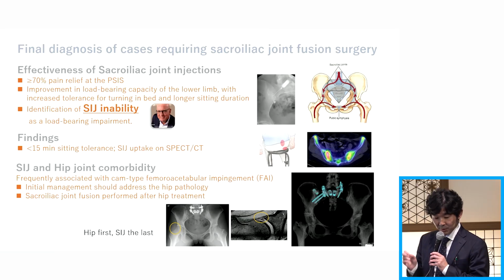That is an important thing that I learned from Dr. Ben Stussen. Another finding is very short sitting tolerance, less than 15 minutes, and I check the SIJ uptake on SPECT CT scans.